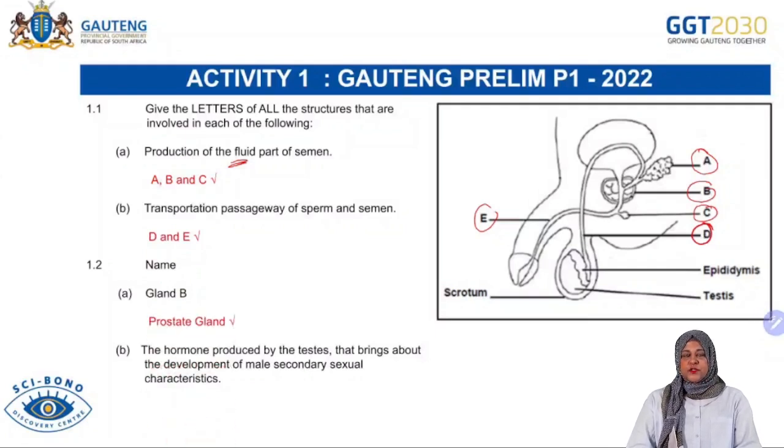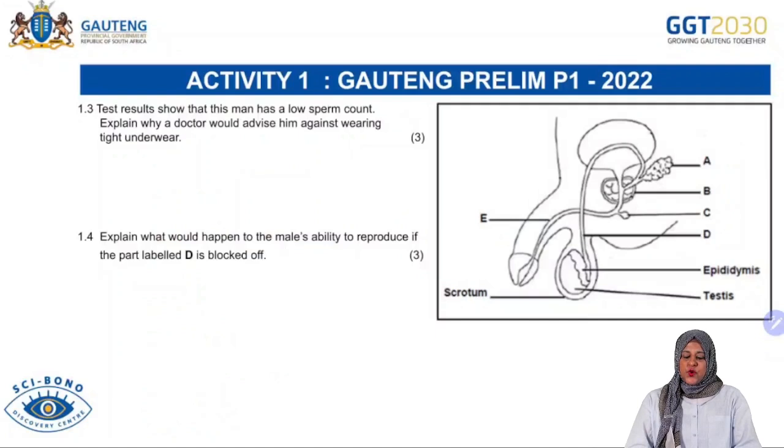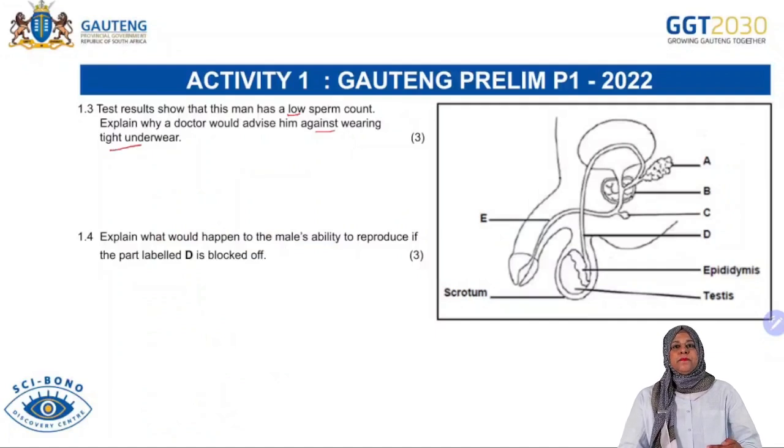Now, the hormone that is produced by the testes that brings about the development of male secondary sexual characteristics, which you should know, is testosterone. Test results show that this man has a low sperm count. Explain why a doctor would advise him against wearing tight underwear. Now, remember, firstly, that the scrotum, the testes are outside the body, and that is because of temperature.